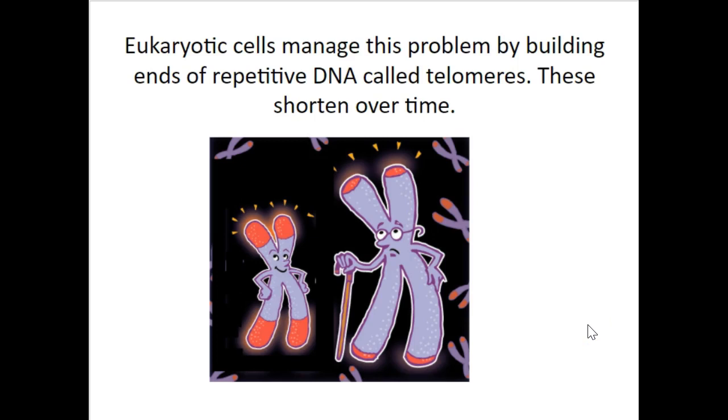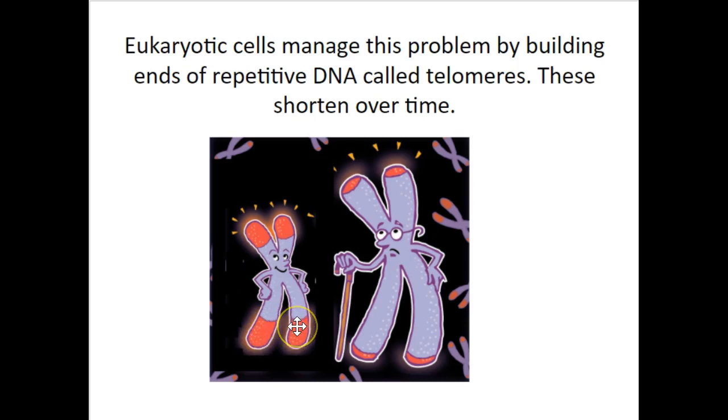So that's got some problems associated with it, if the DNA that is lost on the ends over each round of cell division is essential DNA or coding DNA. And so the solution to that is that eukaryotic cells evolved a long time ago to have these chunks of repetitive DNA on the ends of the chromosomes that are called telomeres.